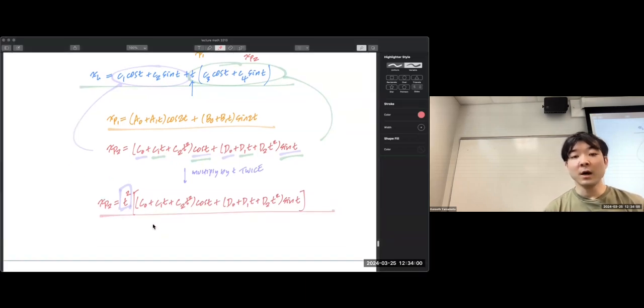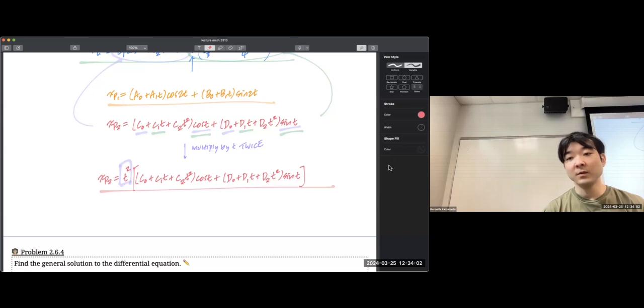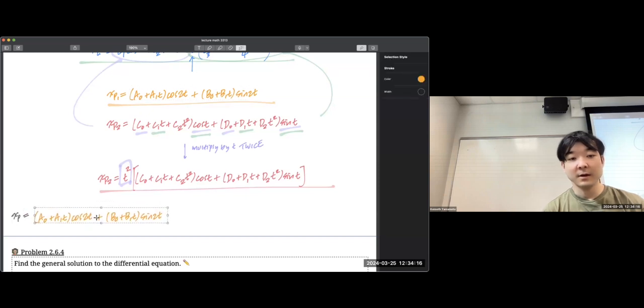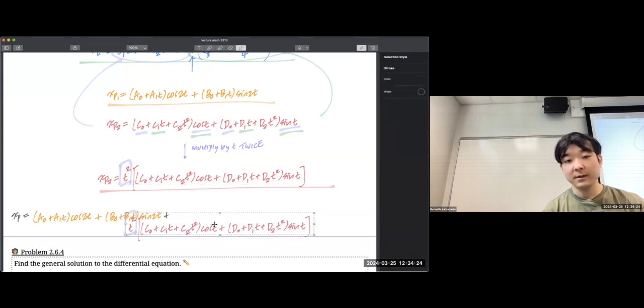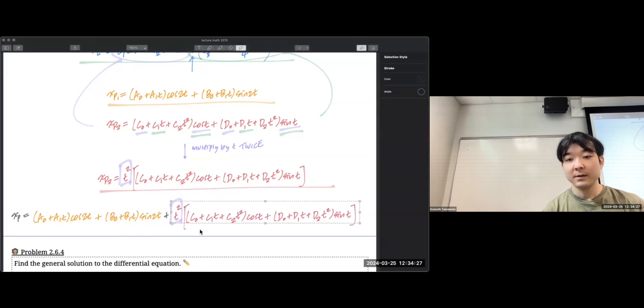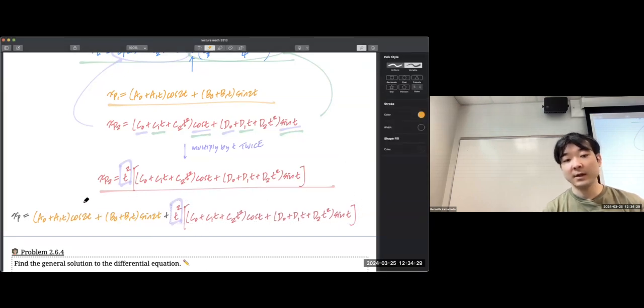So our full particular solution will be equal to the sum of these two. So I'm going to take this right here and add it with this right here. The idea is this right here is my XP1, and this is my XP2. It's using superposition.